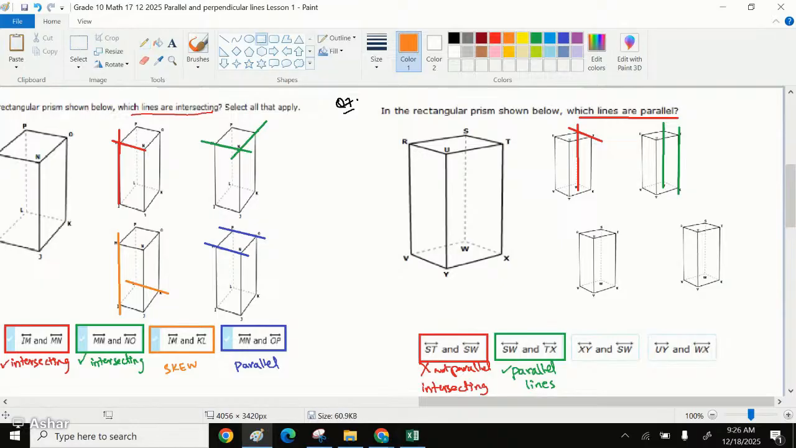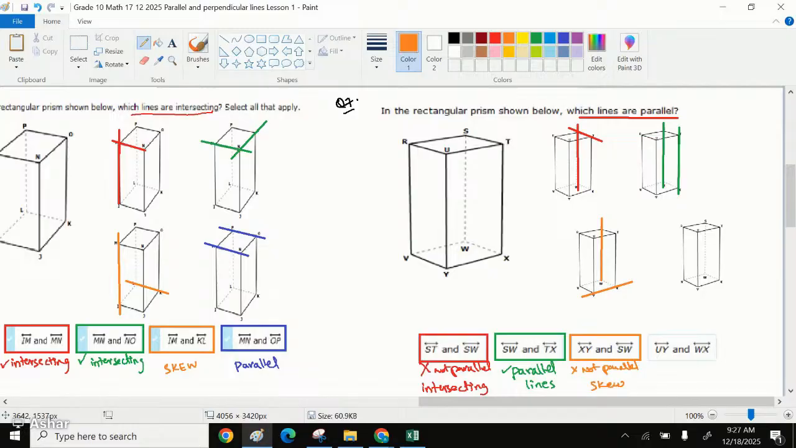The next one is XY and SW. So if we go for XY, this is XY, and where is SW? SW is that vertical line over here. So they are also not parallel. What are they? They are skew lines. Because they are not parallel, they are not intersecting, they are in two different planes.